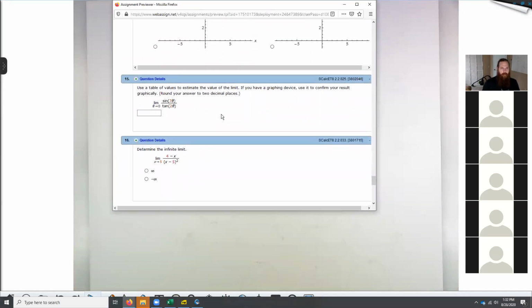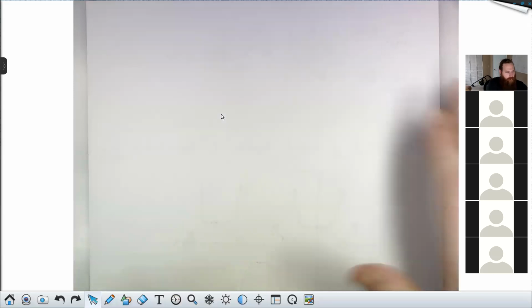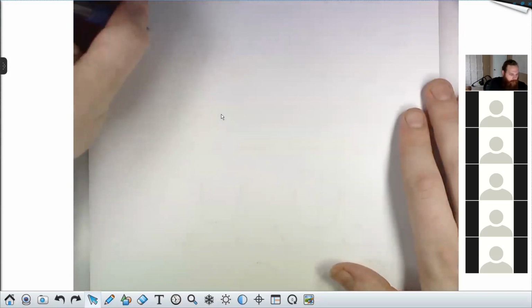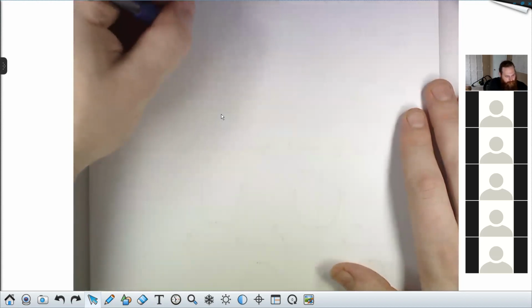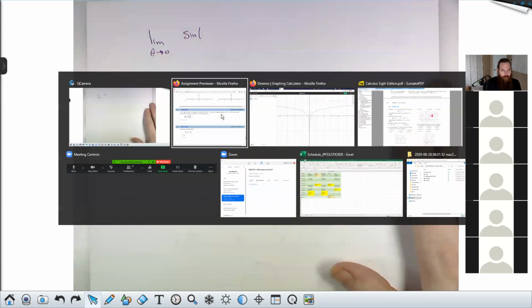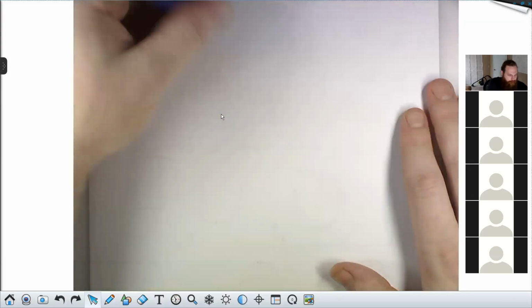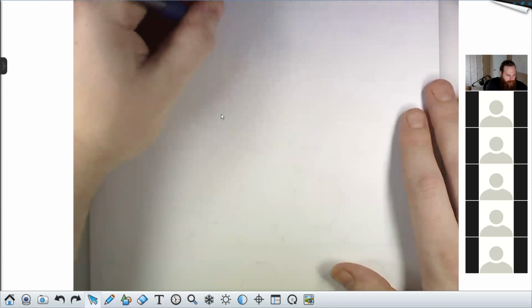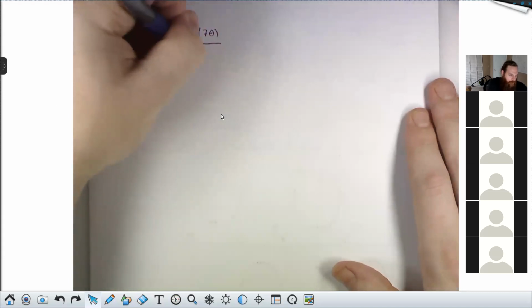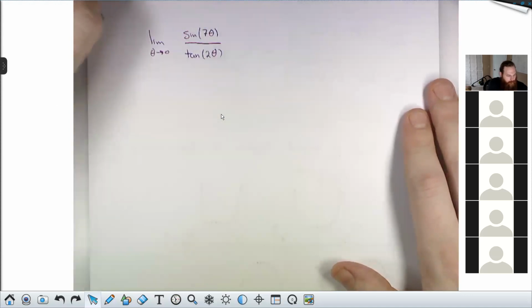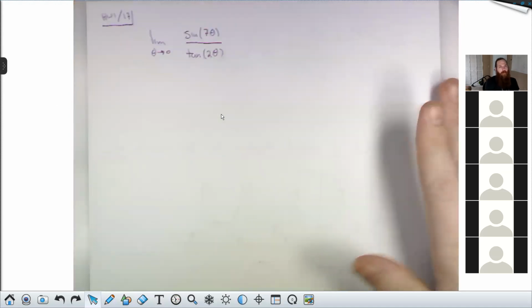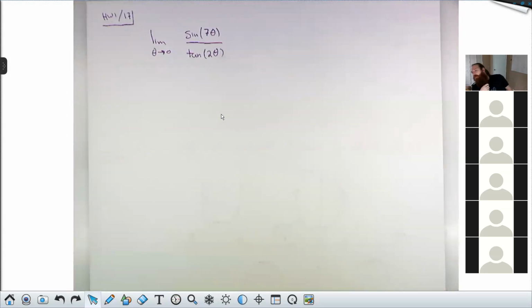So we've got sine of 7 theta over tangent of 2 theta, and we want to send theta to 0. This is homework 1, number 17, and they tell you to use a table.